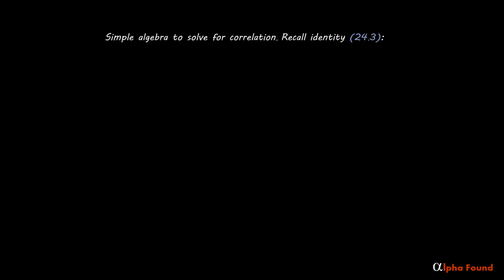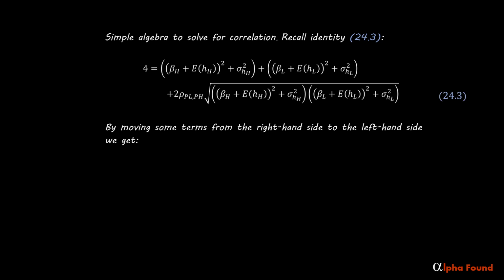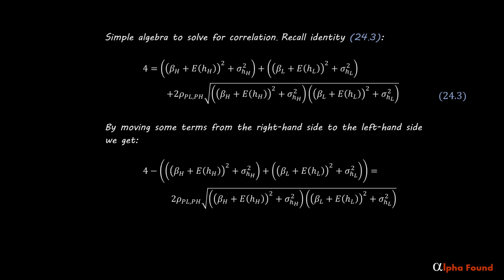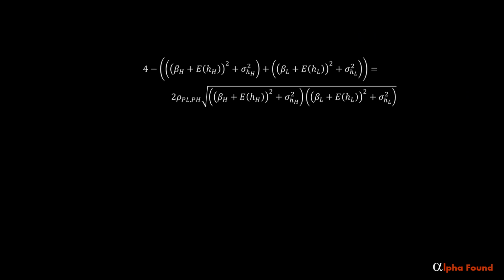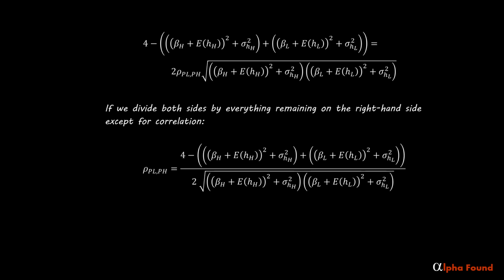Recall identity 24.3. By moving some terms from the right-hand side to the left-hand side, we get, if we divide both sides by everything remaining on the right-hand side except for correlation, this was an intermediate step in video 24. Then I skipped to the conclusion.